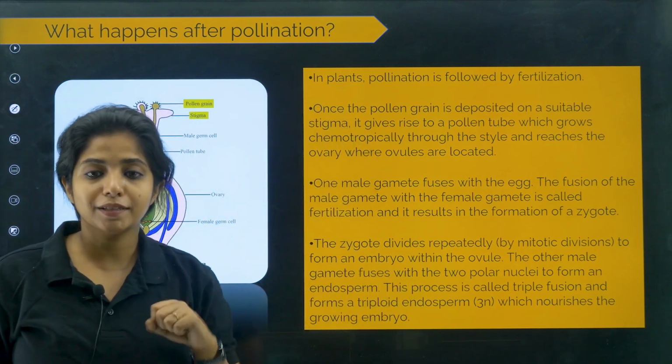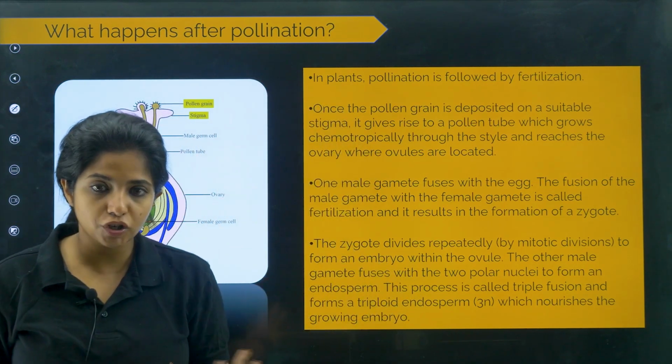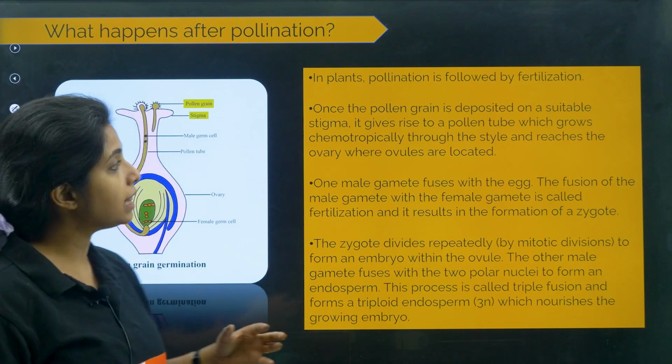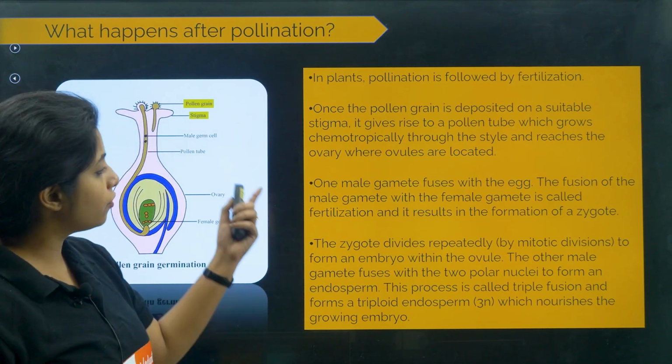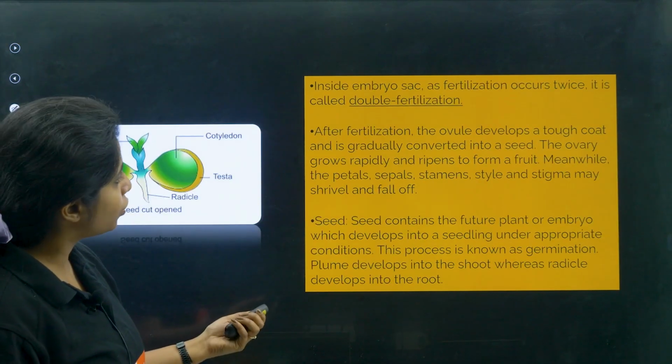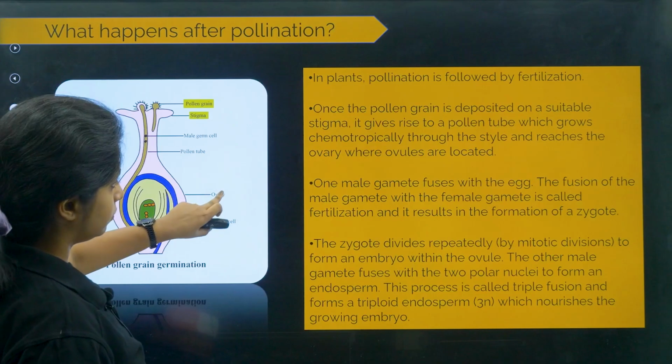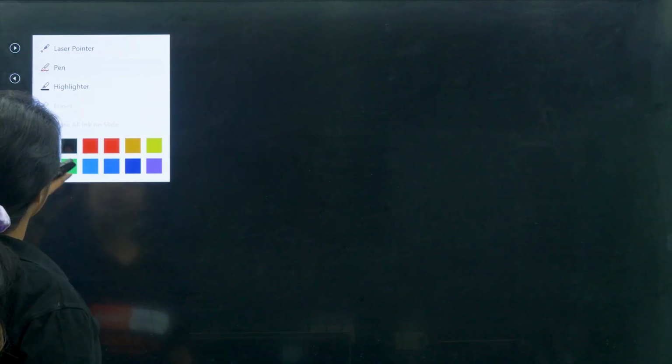Now, what happens after pollination? Once pollination is done, what happens? In the plant, pollination is followed by something known as fertilization. Before making you read this, I want you to understand certain things. I will be drawing it over here and I'll explain it to you. Listen to me very carefully.